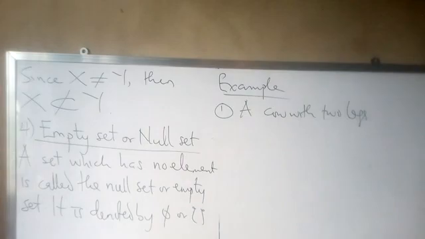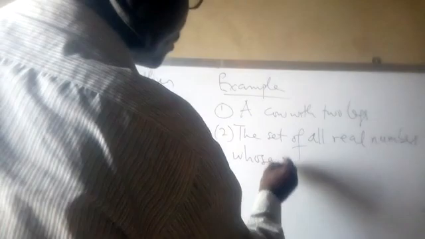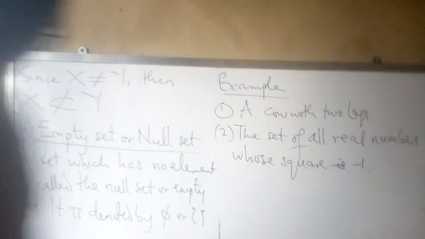So let's look at examples of a null set. One, a cow with two legs. You can't have a cow with two legs. That is an empty set. Two, the set of all real numbers whose square is minus one. That's not possible. You cannot have a set of all real numbers whose square is minus one.